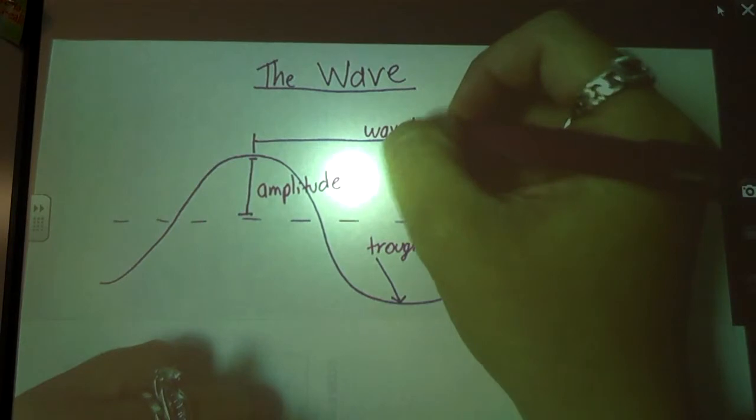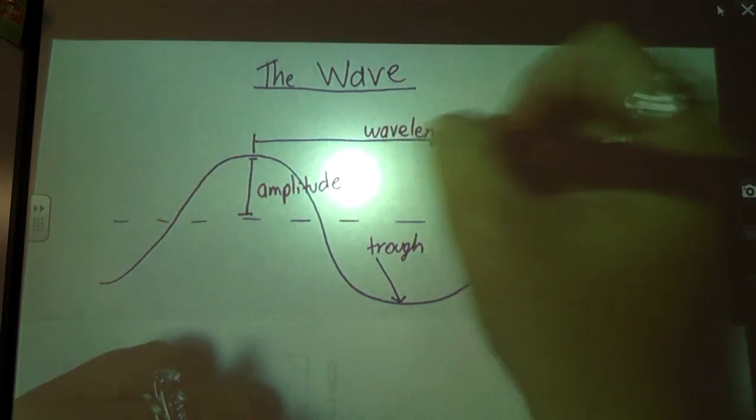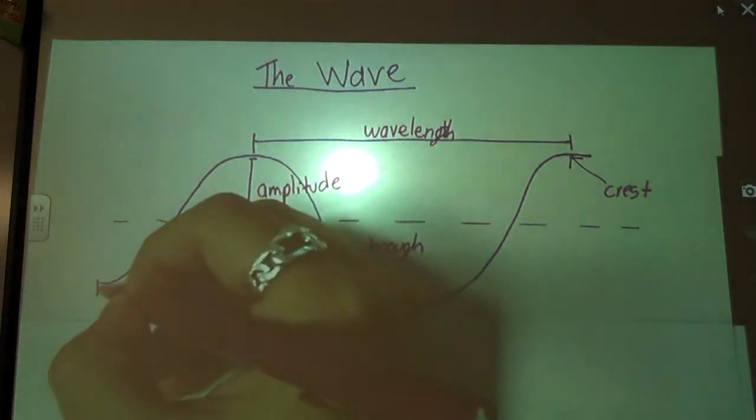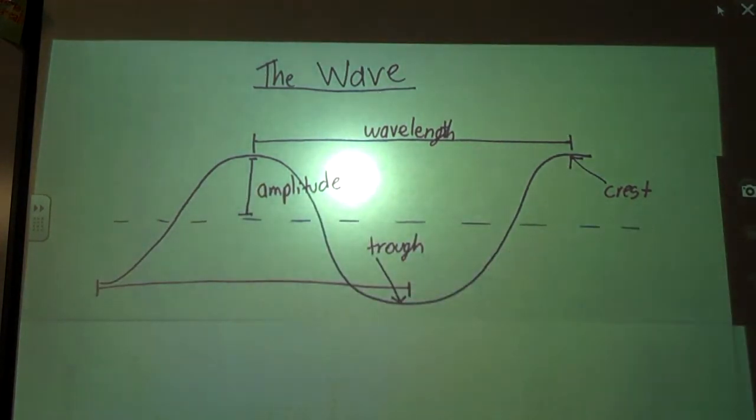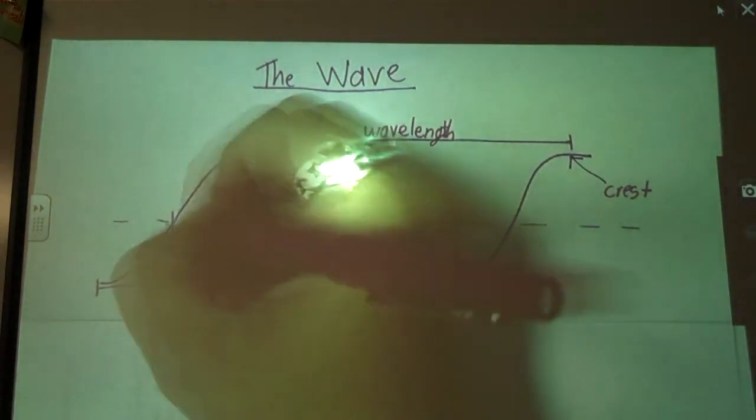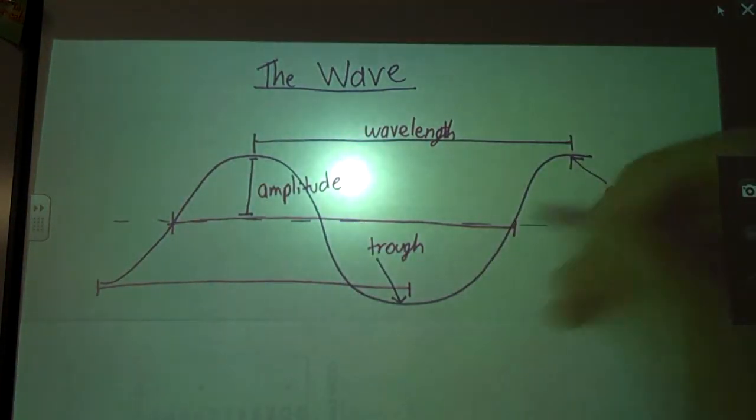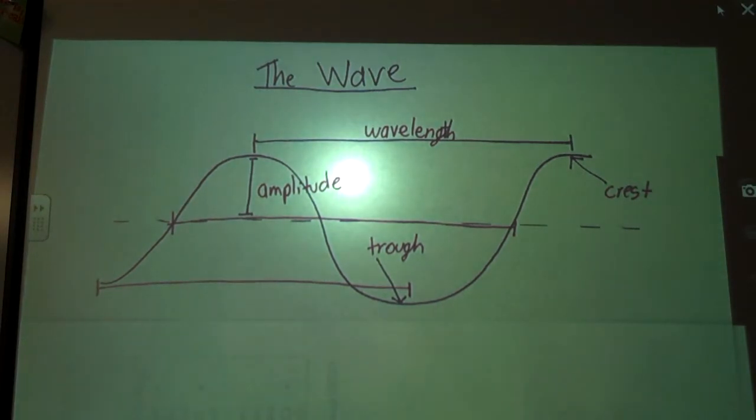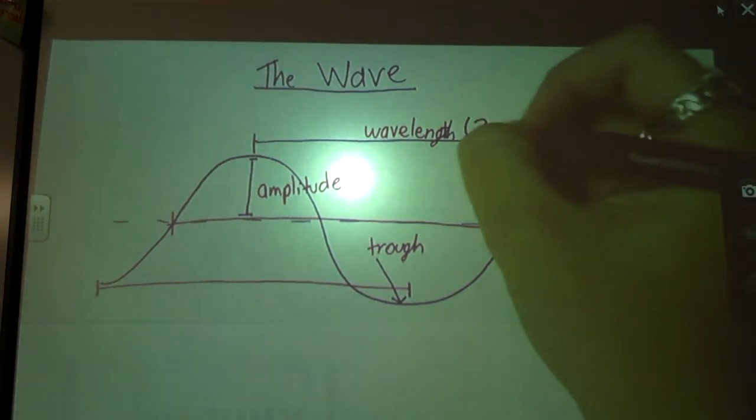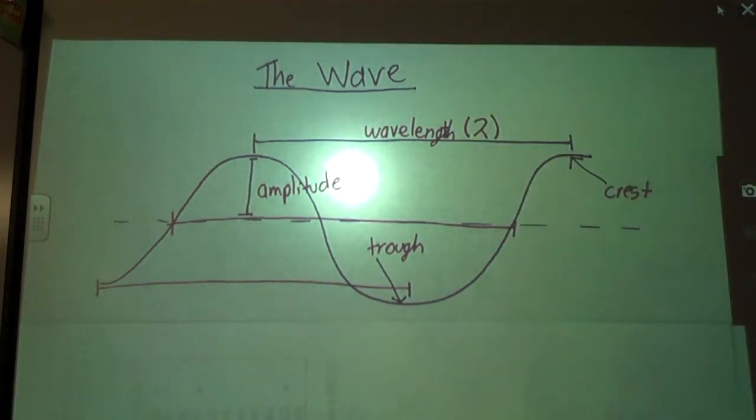Go figure. And the wave length can be measured from crest to crest, as is typical. We could also go from trough to trough. We could go from midpoint to midpoint. It really doesn't matter. All three of these are wavelengths. Wavelength is usually represented by the symbol lambda. It is a Greek letter.